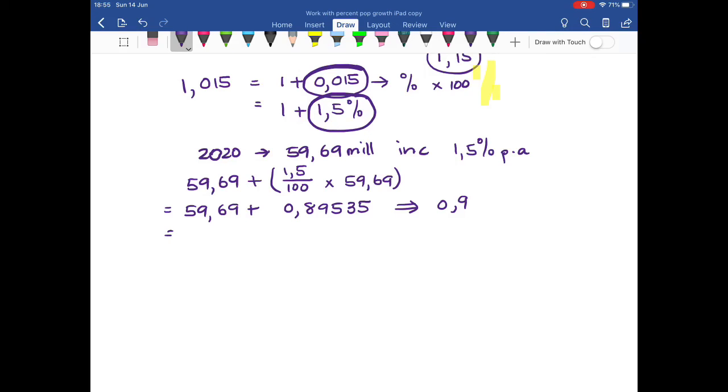So if I add these two values, I'm only going to round off at the end, I will get a value of 60,585 35. I'm rounding to 2 decimal places because that's what's in the table. So I look at the neighbor, 5 or more, let it soar. I'm going to add 1 onto the 8, and I'm going to get 60,59 million people in 2021.